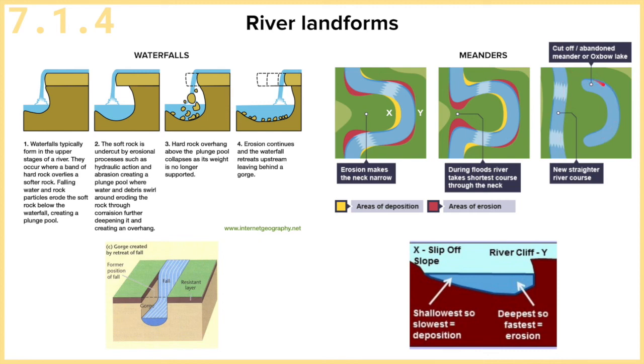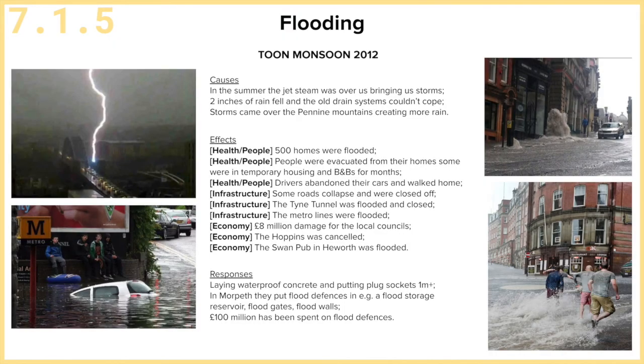And this is called an oxbow lake. It's no longer connected to the water and it'll eventually dry up. And this is the flow of a meander. Finally, we're going to have a look at what happens when there's too much water on the land.